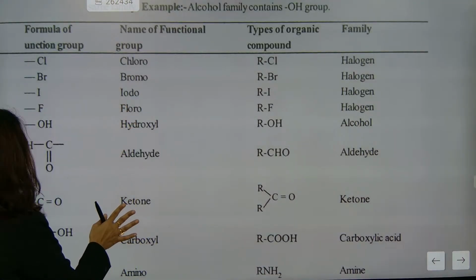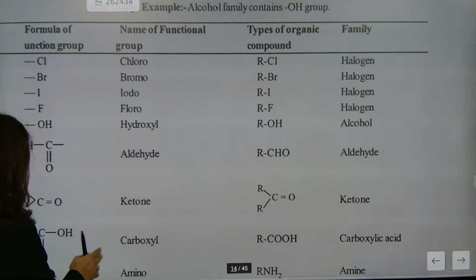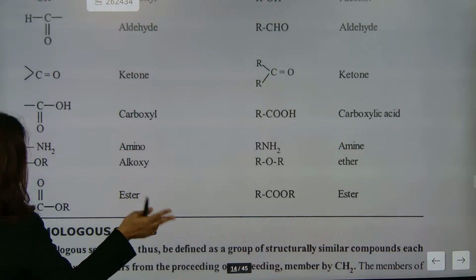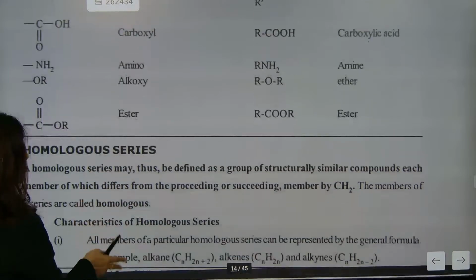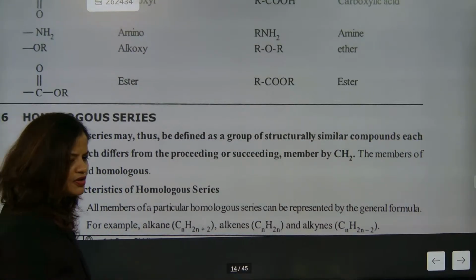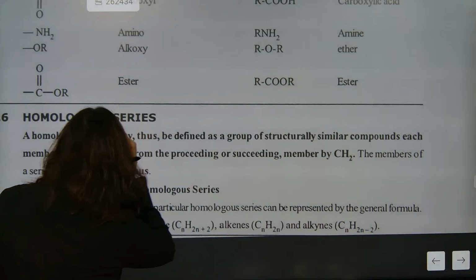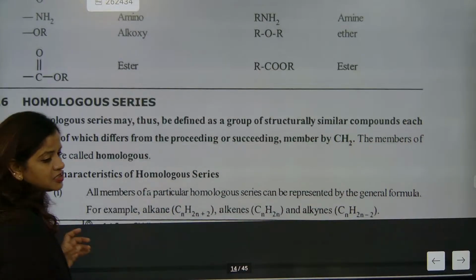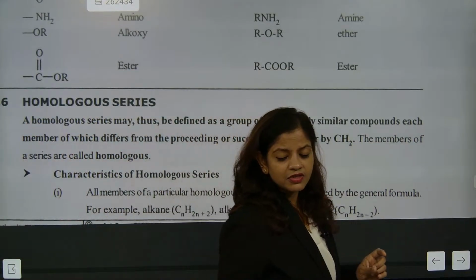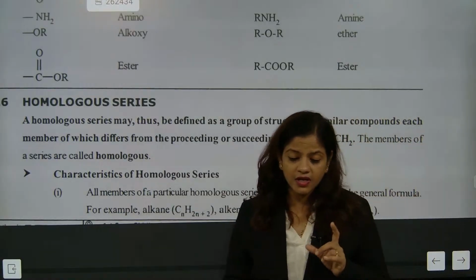Most important is this section, this section, this section: amino, alkoxy and ester. Ester, some part we can do, but only for the naming system for exams. So, homologous series. Yesterday I told you, when I was discussing which questions are very important.